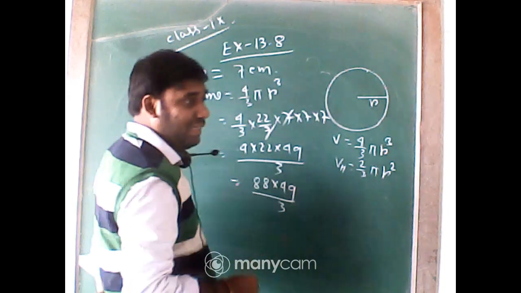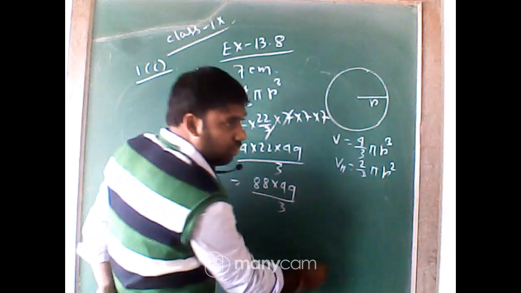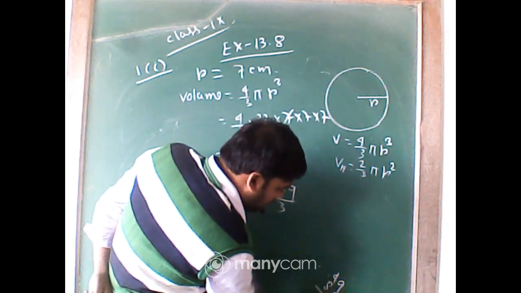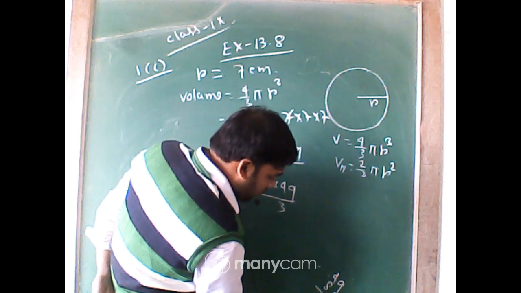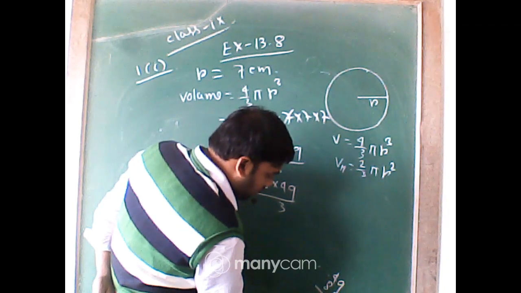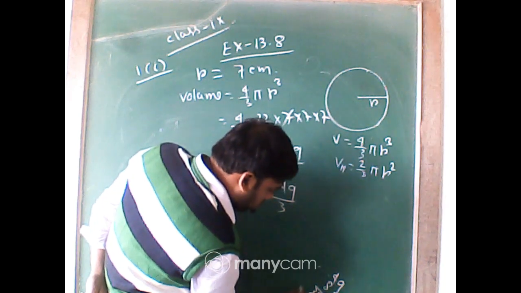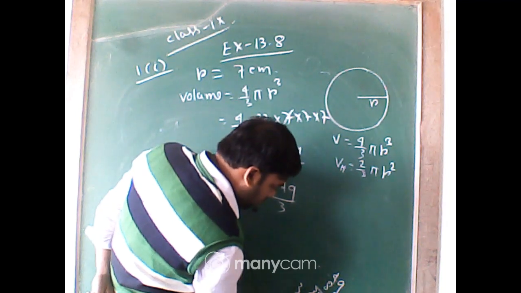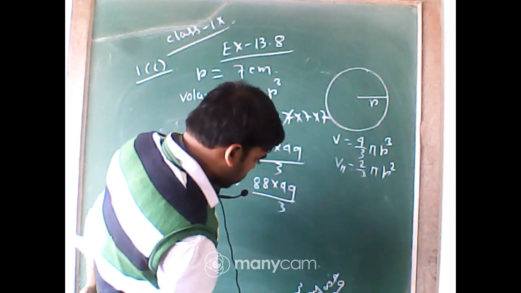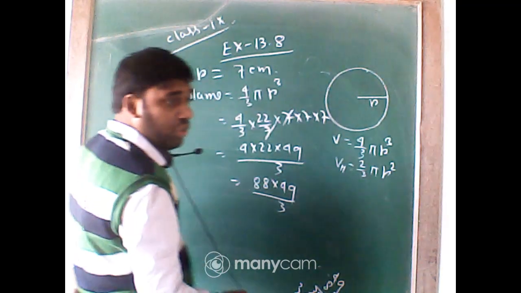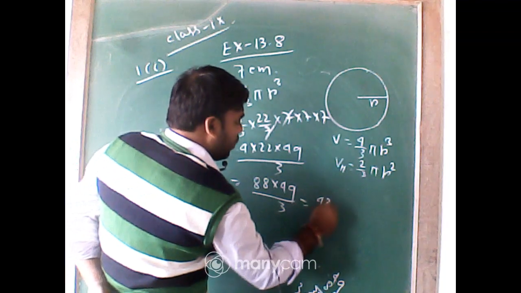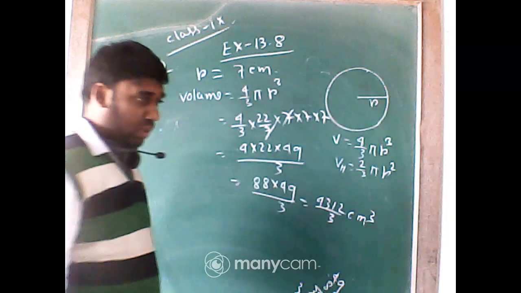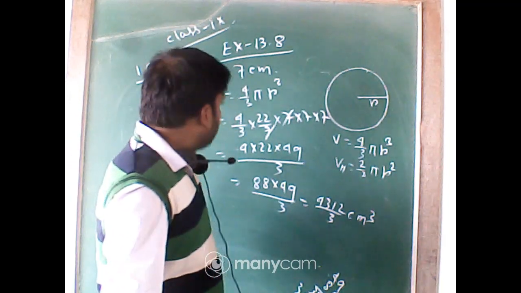Now calculate it. Just 88 into 49. Yes, 4312. So the volume is 4312 by 3 centimeter cube. That is the answer. Very good. Next, part 2.